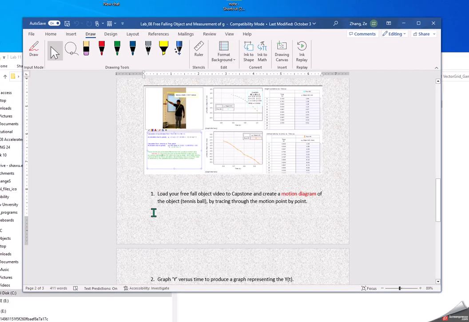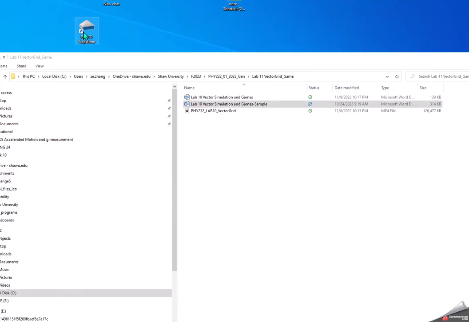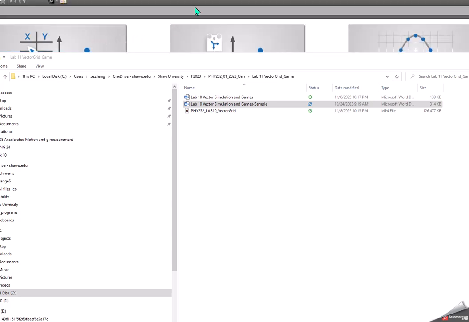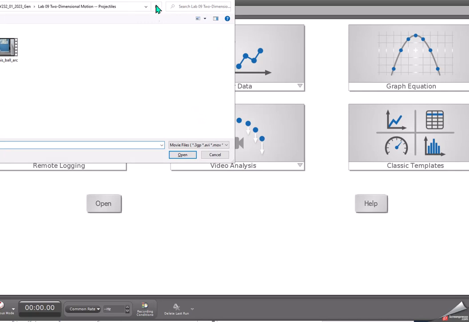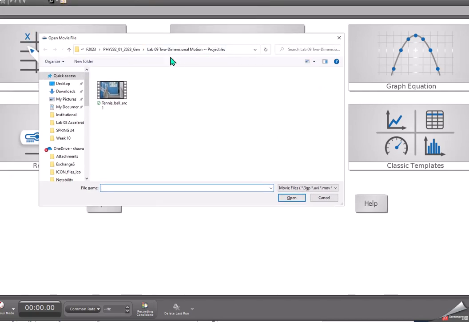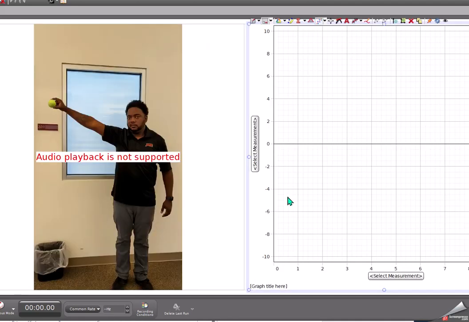For this first step, load your freefall video into Capstone and create the motion diagram, which we call tracing. So what do you do? You start this software on your computer, Pasco Capstone. It will take time to start. So now here we go, and forget about these. Then here you start video analysis and look for the video. In my case it's lab 8, I just use this example. Terran helped me do that, and then open. It opens.